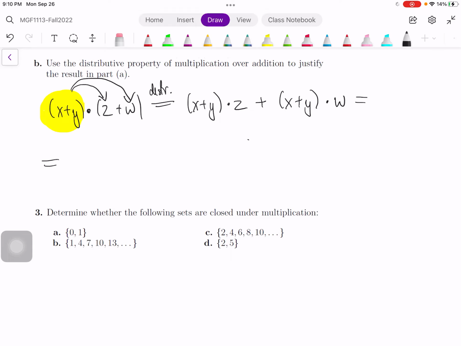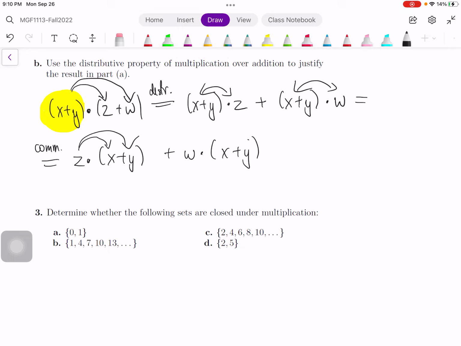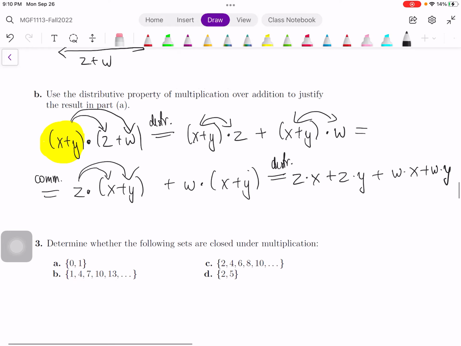So I'm going to use now commutative property of multiplication that allows me to change the order in the multiplication. So z can be in front, and the same here with w, right? So that's the commutative property of multiplication because I flipped the order here. And then I'm going to use distributive property of multiplication over addition again. So now using distributive property of multiplication over addition, I'm going to use z times y, and here the same for w. I'm using distributive property of multiplication over addition.